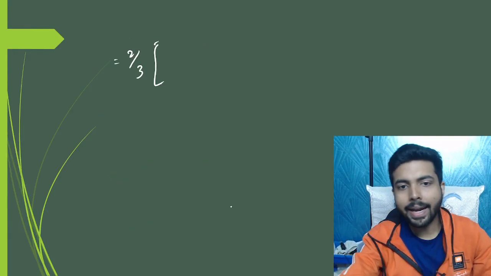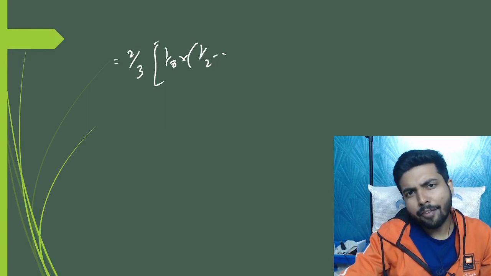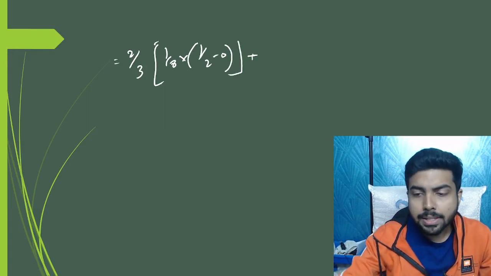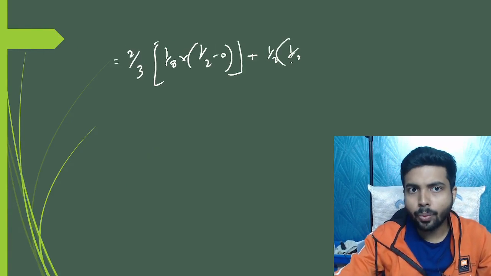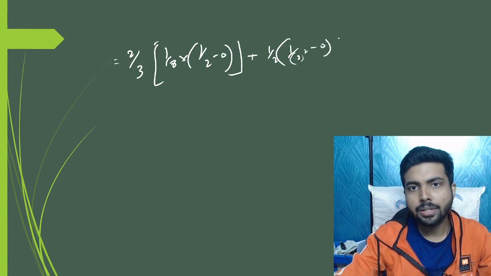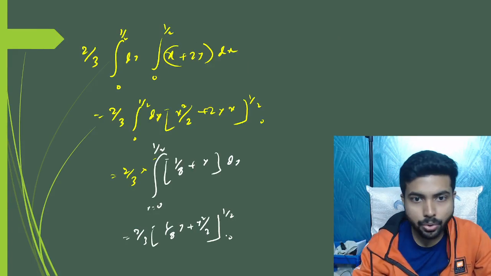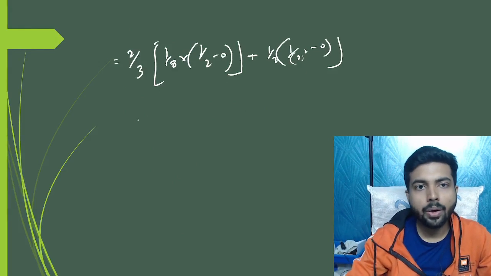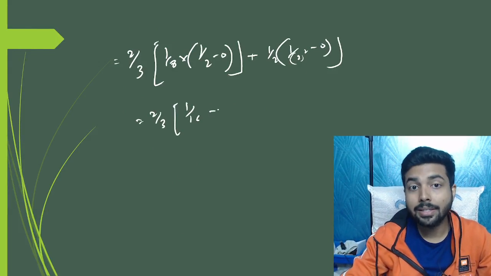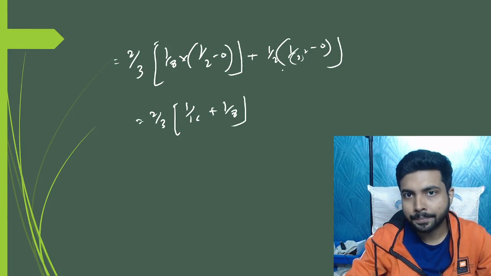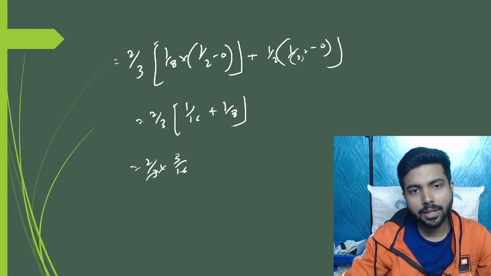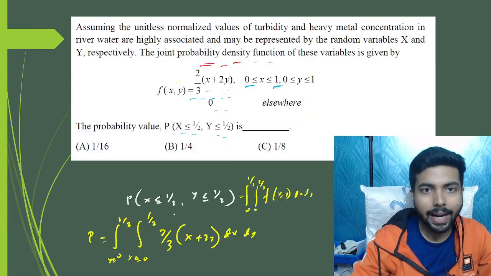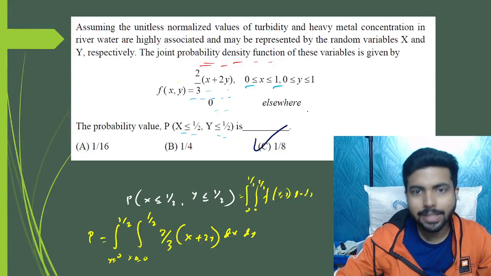So actually it's 2/3 whenever I'm writing 1/8 into half minus 0 plus 1/2 into 1/2 square minus 0. Am I correct? कोई प्रॉब्लम किसी को, हाँ या ना? चलो, now what is the answer? It is 1/16 plus 1/8. So it is your 3/16. So the answer is 1/8. So the correct answer is option C.